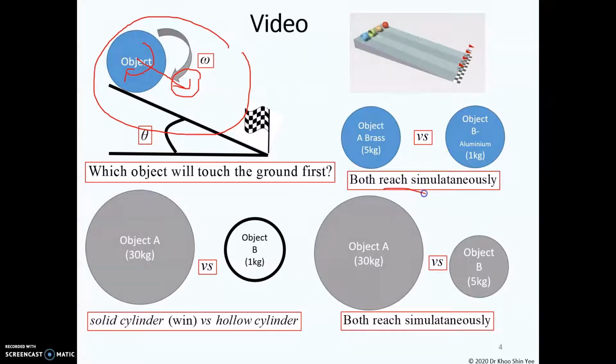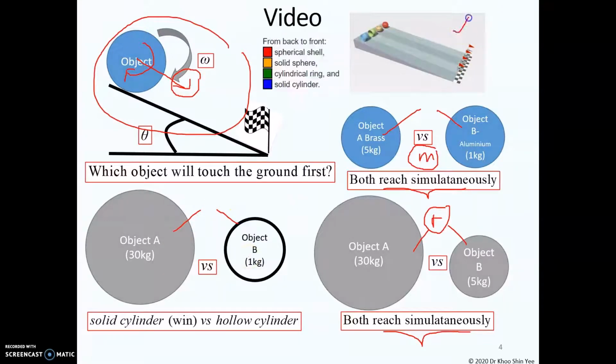In fact, there is no difference for these two cases, where these four objects will reach the ground simultaneously. So you can see that the mass and radius of the object don't affect the motion. However, the shape of the object will decide which one will win the race. So you can check the animation here. So you see there is a race between four objects with different shapes. So these are the four shapes.